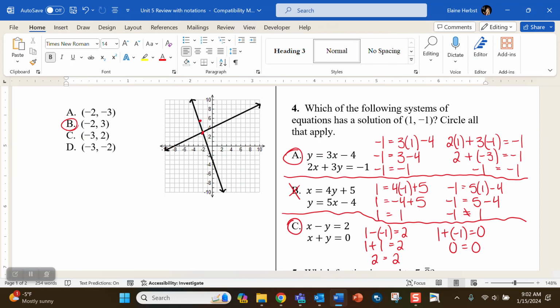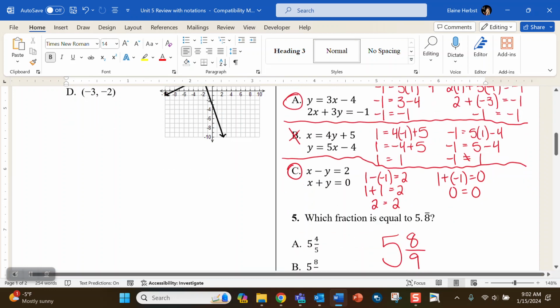So the ordered pair (1, -1) is the solution to both letter A and letter C.